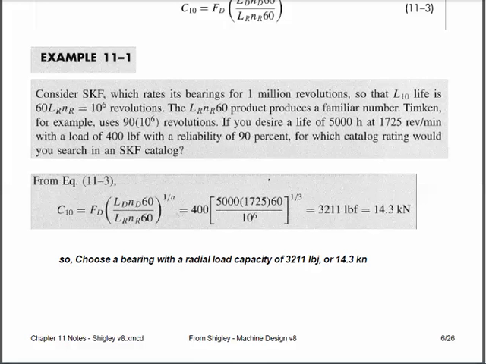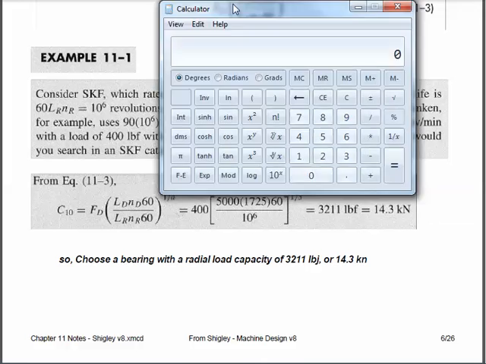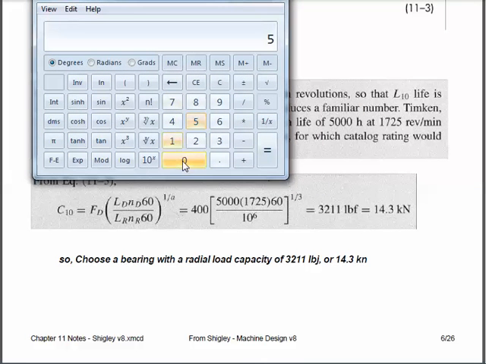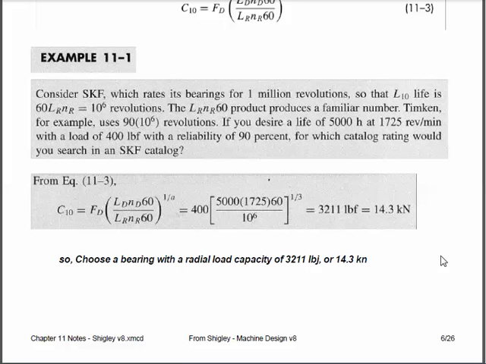I'm going to go grab my calculator application and bring it over here if I can. Looks like I can. And I'm going to say 5,000 times 1725 times 60 is 517 million. Let me make sure I did that right. 5,000 times 1725 times 60 equals 517 million revolutions.